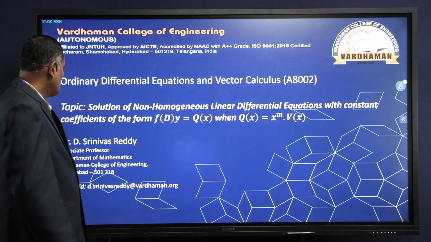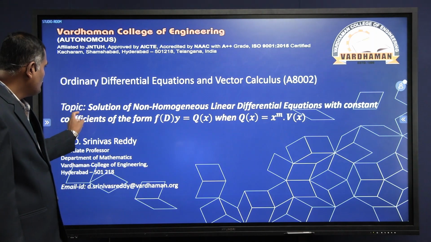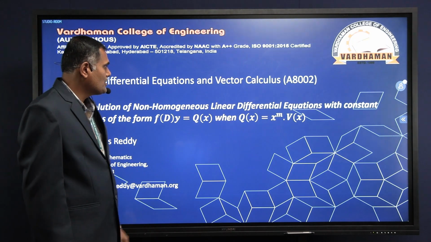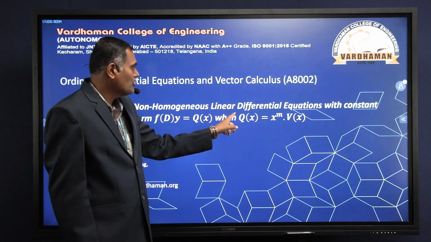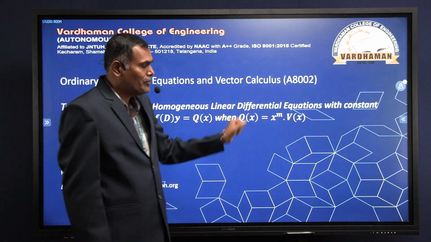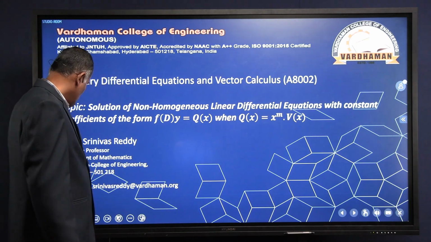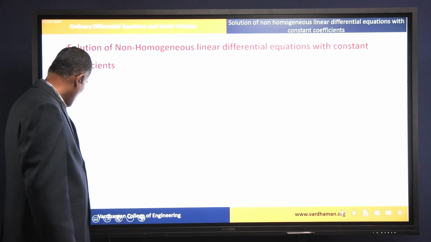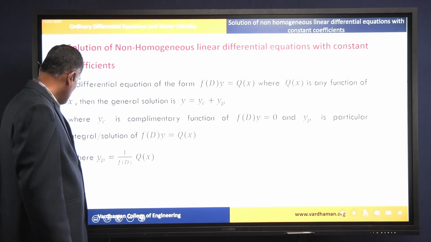Hello everyone. In this video I'm going to discuss the solution of a non-homogeneous linear differential equation when Q of x is of the form x power m into V of x. Here m is a positive integer. Now we'll discuss how to find the solution. Generally we write the solution as complementary function plus particular integral.